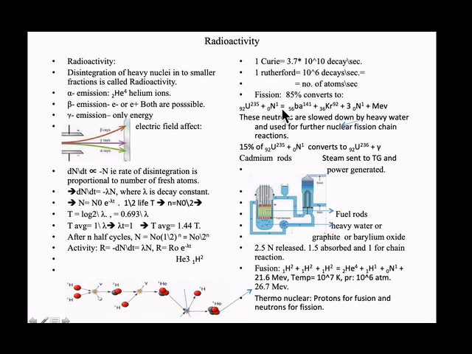If the balance is 15%, this is 85%. 15% will directly convert to gamma rays. Converts to gamma rays directly.